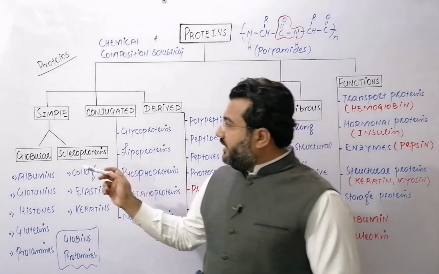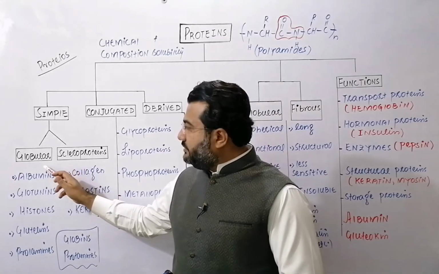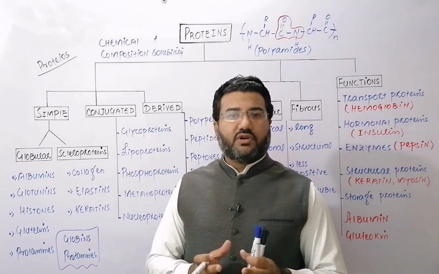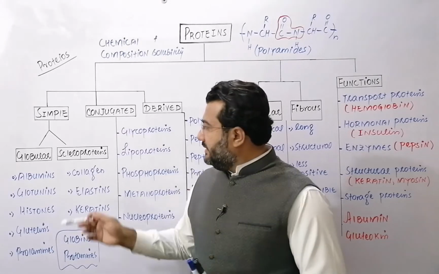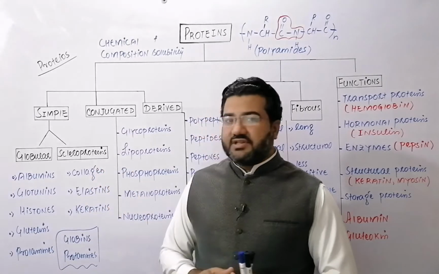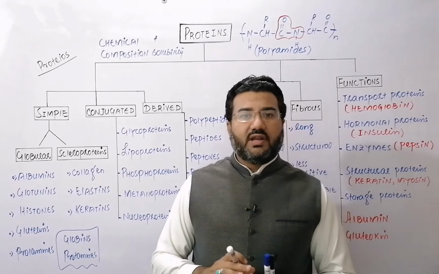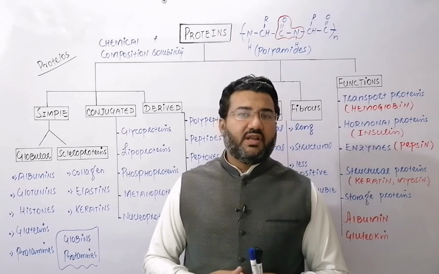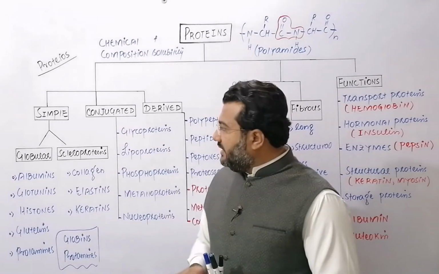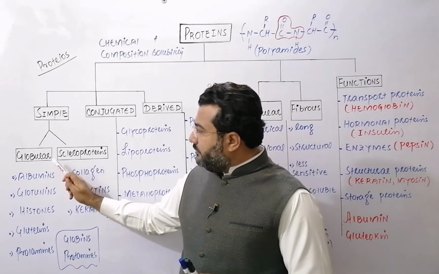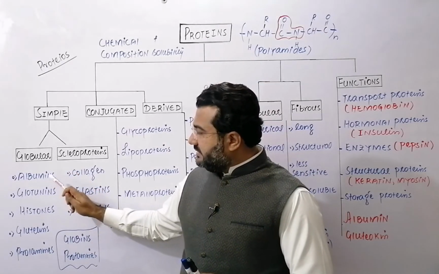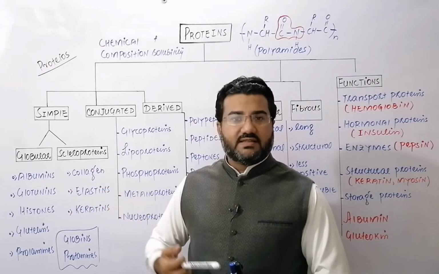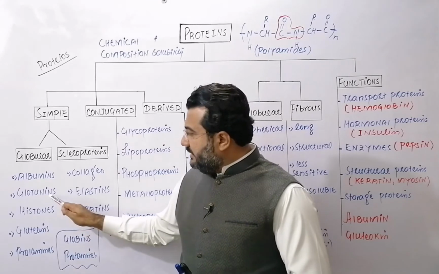And the simple proteins are again of two types: globular proteins, which have a three-dimensional structure and are water soluble, and scleroproteins, which have two-dimensional long and narrow structures just like fibers, and they are water insoluble proteins. My dear students, the globular proteins involve albumins, such as serum albumin and egg albumin. These are the examples of the albumins.